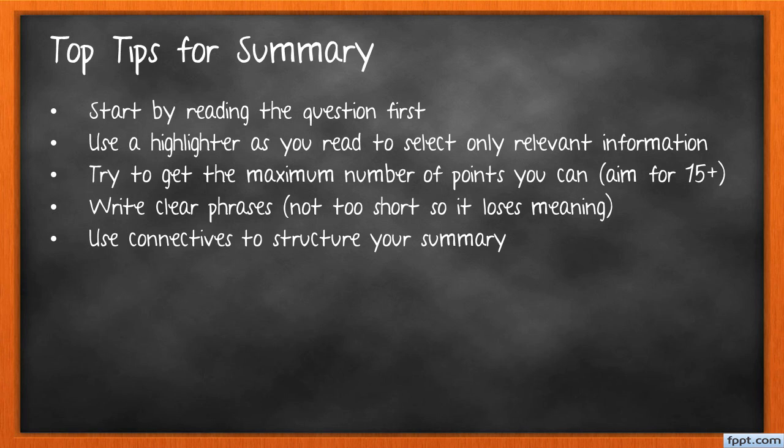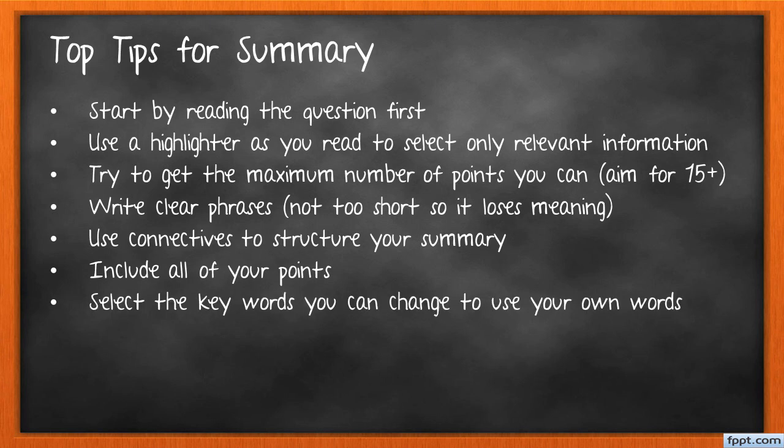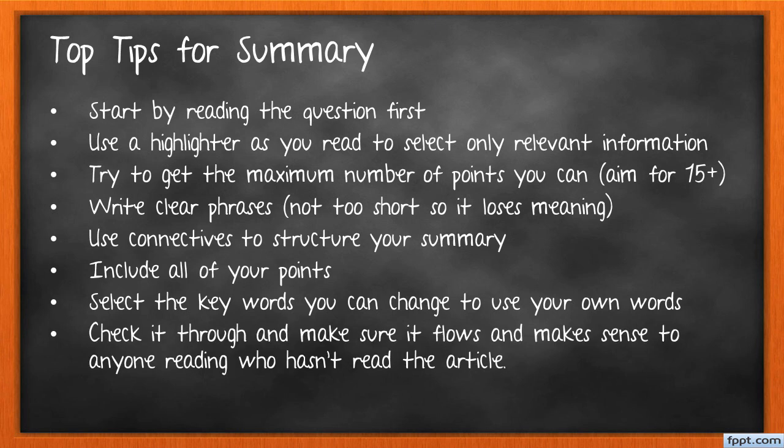Then when you're writing your actual summary, when you're writing part B, use your connectives to structure it. Make sure you include all of the points that you had in your bullet points summary for part A. And then as you go through, select the keywords you can change so that you're using your own words. And finally, when you've written that summary, to try and get as close to the top band as you can and get those 5 marks, check it through and give it a last little read through, make sure it flows, make sure it makes sense to anyone reading who hasn't read the article themselves.